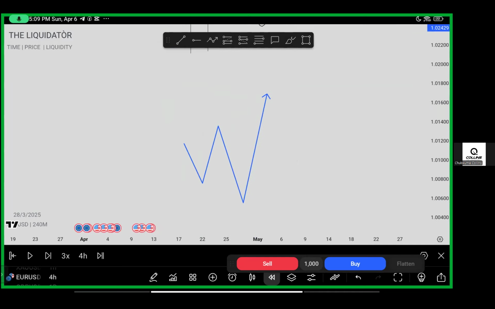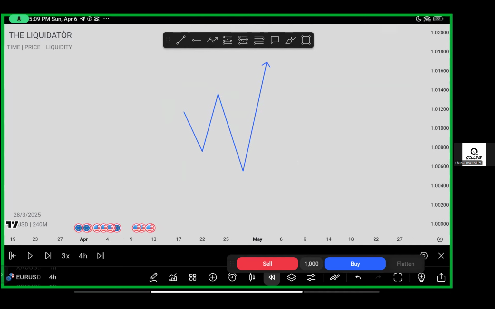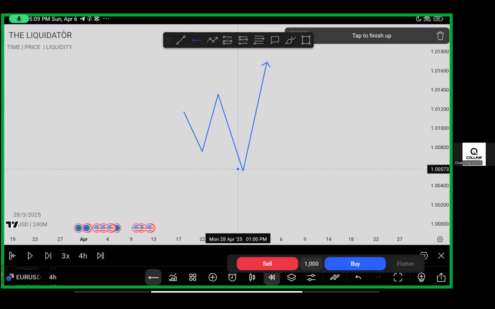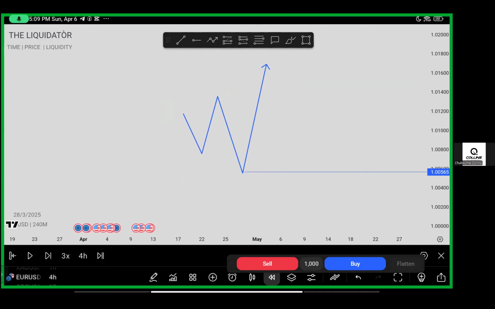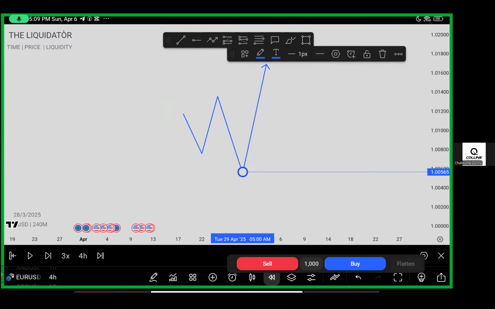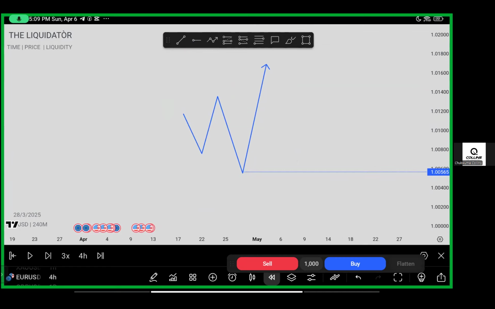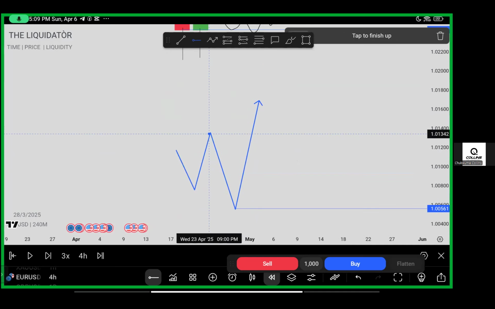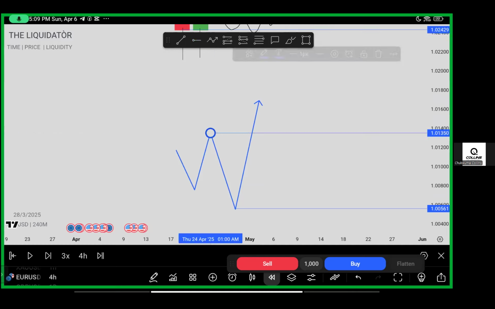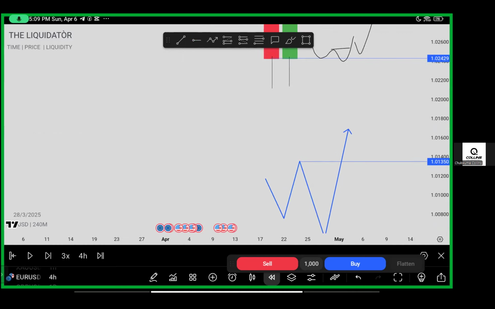But when it comes to the rejection block, it's going to appear like this. This is going to be the rejection block. This V formation here, this last one, if you check your charts, you can see that is going to be the rejection block, and the breakout block is the one here. So this is the rejection block, this is the breakout block, and this is the rejection block. So now let's see this on the chart.